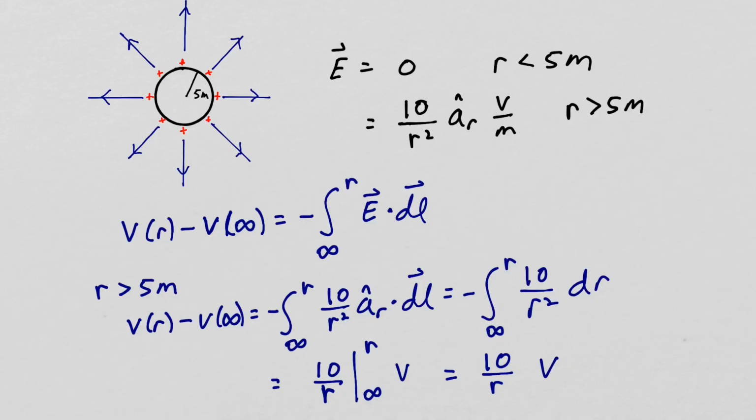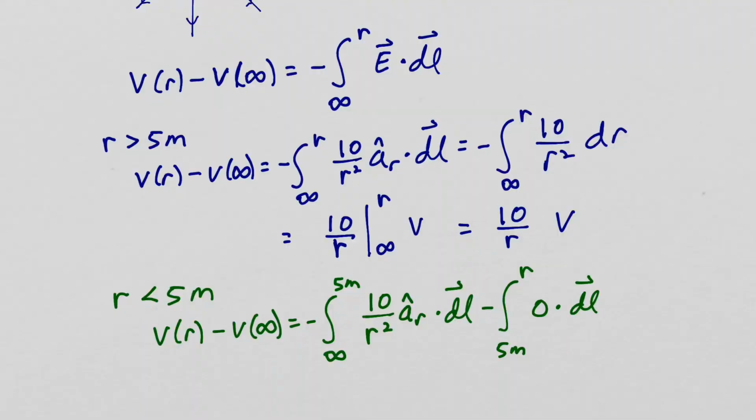Now let's find the potential field for r less than 5 meters. Now a common mistake that is made is that the electric field intensity is 0 for r less than 5 meters, so students will conclude that the potential is 0 for r less than 5 meters. That is not correct. We still have to apply this equation for when r is less than 5 meters.